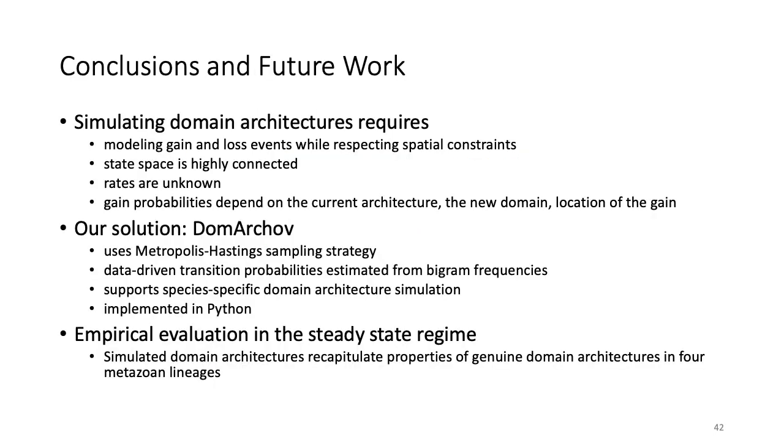To summarize, there are many challenges in simulating domain architectures. The Markov chain is our proposed solution. It uses a Metropolis-Hastings strategy, uses data-driven transition probabilities estimated from genuine bigram frequencies, and supports species-specific domain architecture simulation. Our empirical evaluation shows that simulated domain architectures recapitulate properties of genuine DAs.